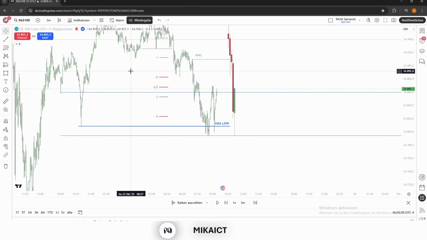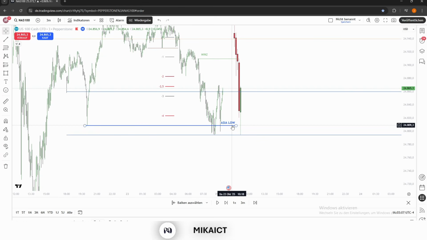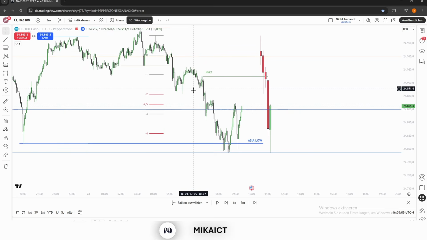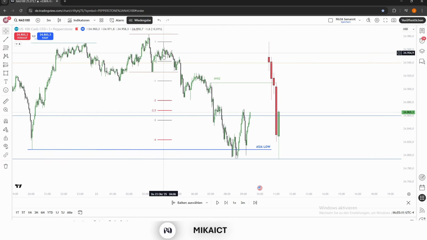And what I really liked was that we still had this really clean Asia low here. And this is the second aspect. So the first one is we have standard deviation here, and we have an old low here. In the example I had one fair value gap, but what I also use is old lows and old highs.